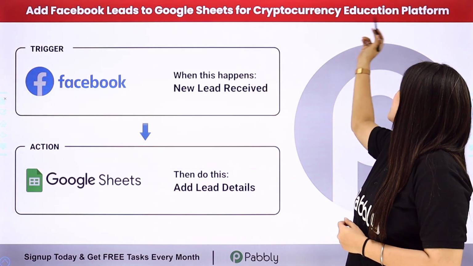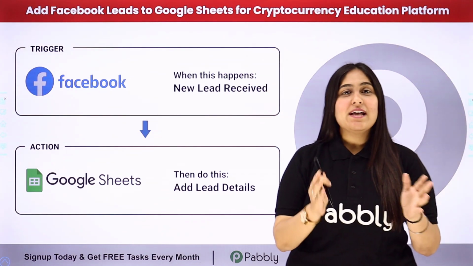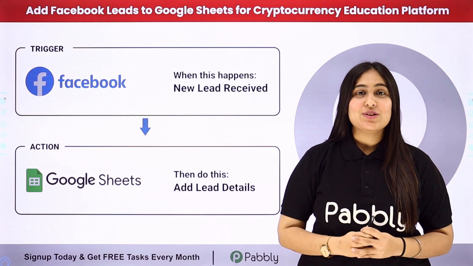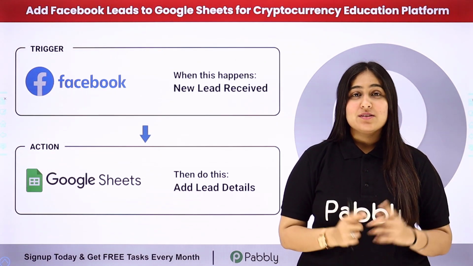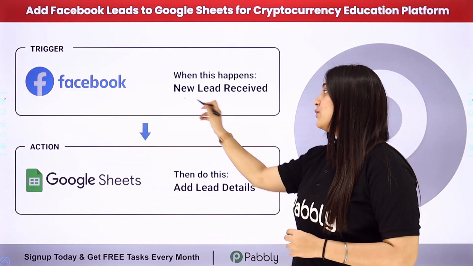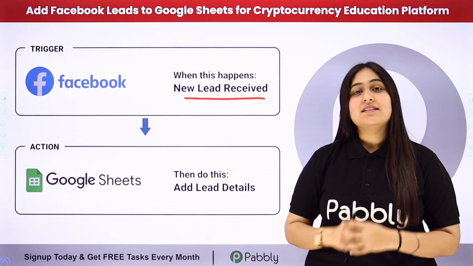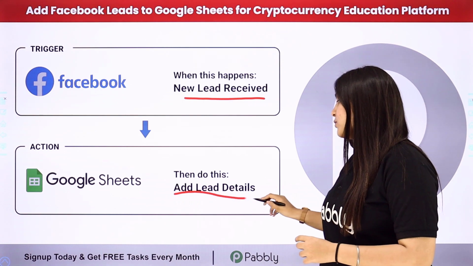In this video we are going to learn how to add Facebook leads to Google Sheets for a cryptocurrency education platform. Here I am running an academy in which I am teaching cryptocurrency. To promote my academy I am running a Facebook ad. In this case I want whenever a new lead is received, automatically the details of that lead should be added in my Google Sheets.